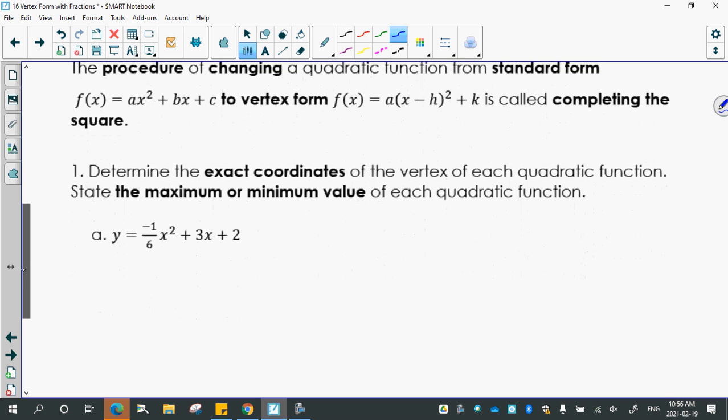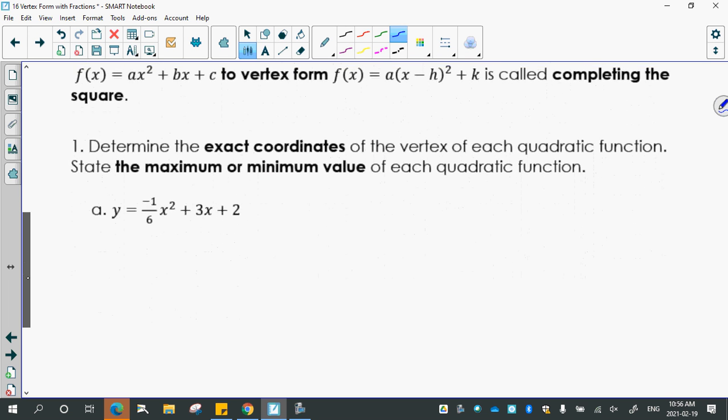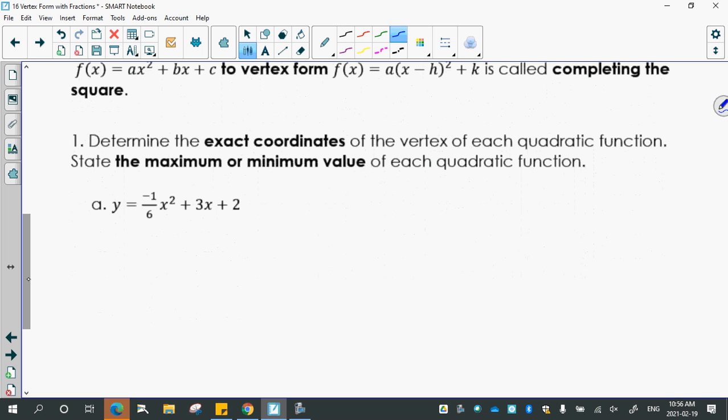Now we're just amping it up. Determine the exact coordinates of the vertex of each quadratic function. Notice exact here, so you can't give me approximately. State the maximum or minimum value of each quadratic function. So there's two cases that involve fractions, and in my opinion, this is the easy type. And the other type, where you have to have a fraction, is the harder type.